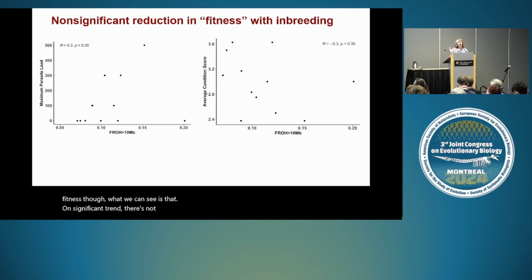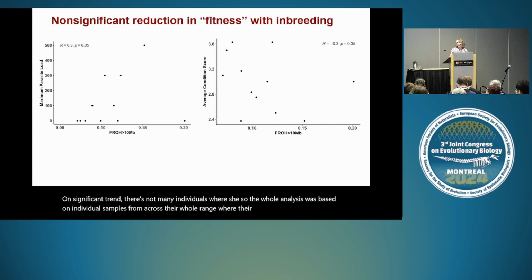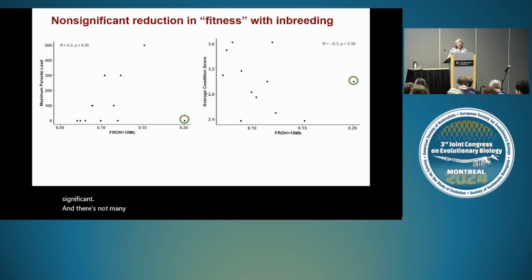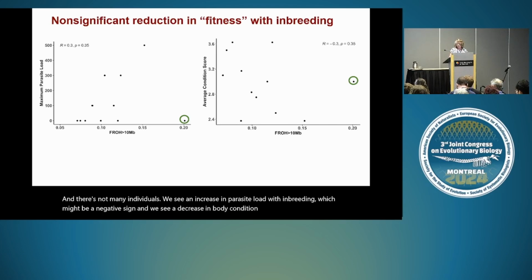trend. There's not many individuals, as the whole analysis was based on individuals sampled from across their whole range where Exmoors are kept. But these are based only on one location in Scotland where there's a herd of about 45 individuals, and so these are the individuals where there is both genomic data and individual fitness data. In this case, we're looking at parasite loads on the left-hand figure, and you can see it's a non-significant trend. There's not many individuals, but we see an increase in parasite load with inbreeding, which might be a negative sign, and we see a decrease in body condition score with inbreeding.